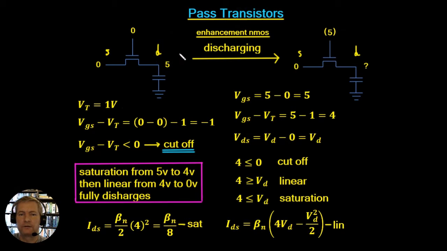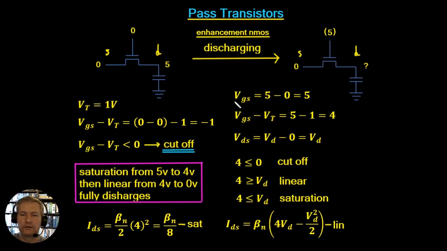Now let's see what happens in this next example. We'll maintain 0 volts at the source, but we'll allow the gate voltage to rise to 5 volts. When the gate voltage rises to 5 volts, it turns on the transistor and there's a current flow. The capacitor will discharge through the transistor, and we want to work out what the drain voltage, which was at 5 volts, goes to, and the currents that flow in the transistor.